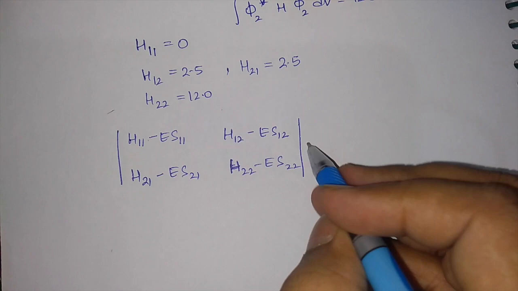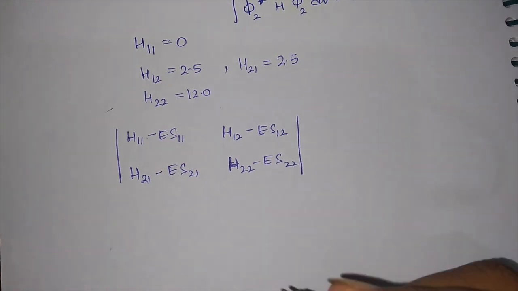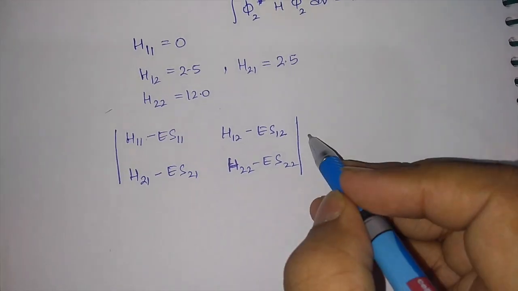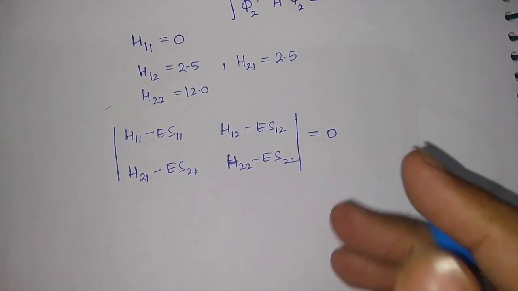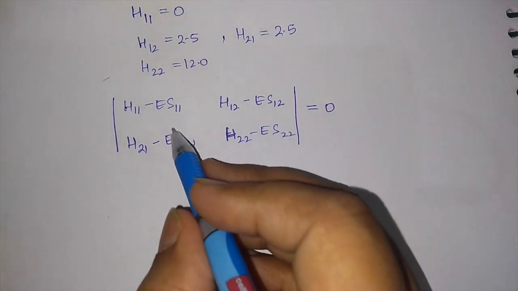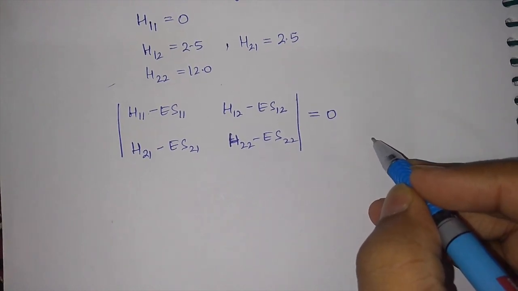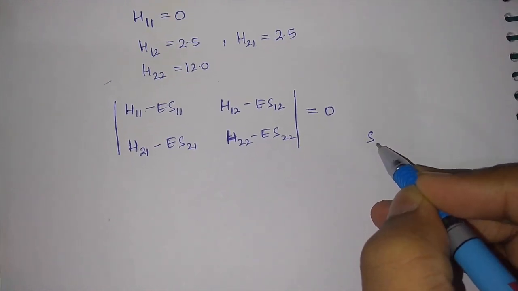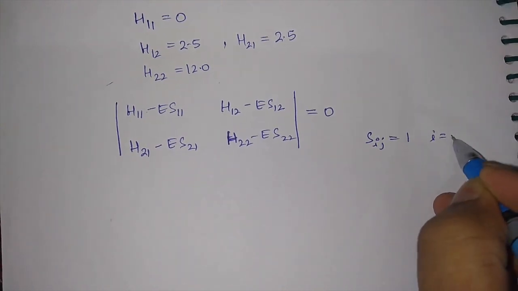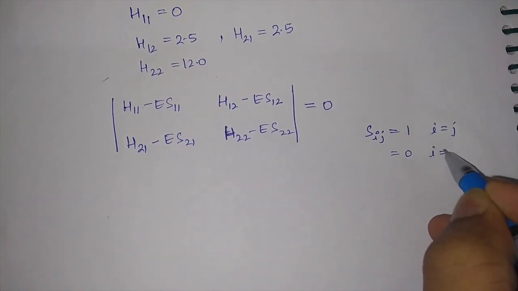To calculate your energy from the secular determinant, I'm not going into the theoretical explanation of all these things, but you have to put the determinant value equal to 0. Now we know the values of H11, H12, H21 and H22, but we don't know the values of S11, S12, S21 and S22. So how to put that? There is a way of finding it out. If S is Sij, it will be equal to 1 if i equals j, that means if both of these are equal, and it will be equal to 0 if i is not equal to j.